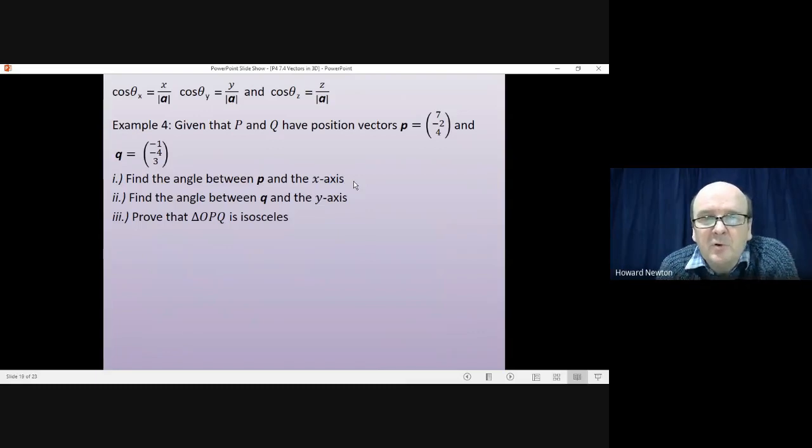So example 4, given that P and Q have position vectors (7, -2, 4) and (-1, -4, 3). First of all, find the angle between the vector P and the x-axis. Then find the angle between the vector Q and the y-axis. And then prove that the triangle OPQ is an isosceles triangle. I'll let you have a go at working your way through that question. So pause the video, come back to me when you're ready.